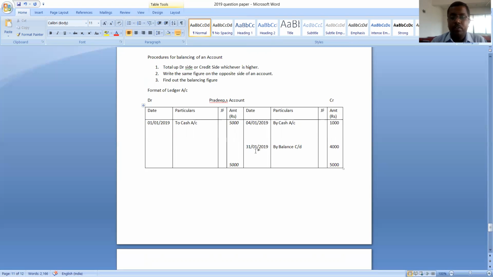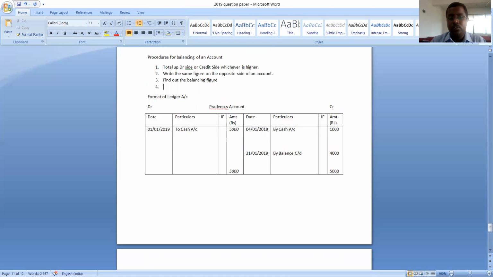2019. Okay, now what should we do? See here, finding out the balancing figure is the third step. Now, what is the fourth step? The fourth step is to write the same balancing figure on the opposite side of the account.